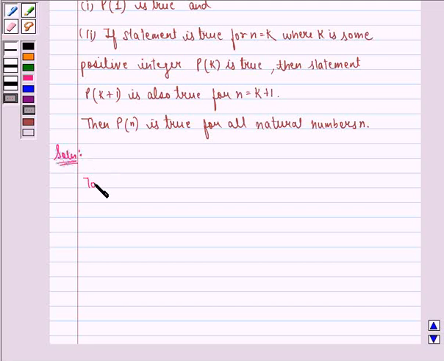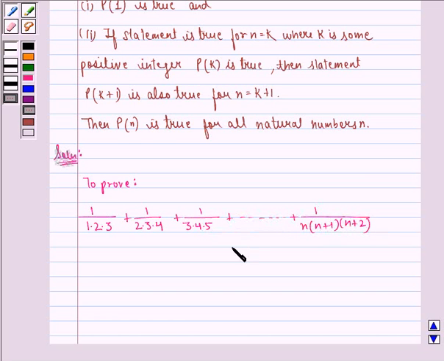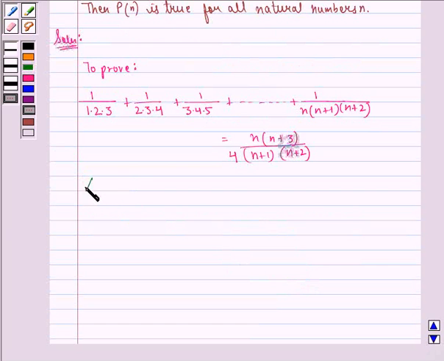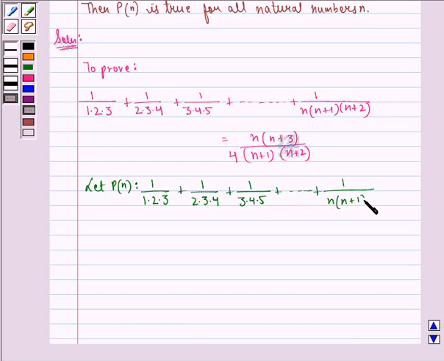In this question, we have to prove that 1 upon 1 into 2 into 3 plus 1 upon 2 into 3 into 4 plus 1 upon 3 into 4 into 5 and so on till 1 upon n into n plus 1 into n plus 2 is equal to n into n plus 3 divided by n plus 1 into n plus 2, and this whole multiplied by 4. Now, let P at n be 1 upon 1 into 2 into 3 plus 1 upon 2 into 3 into 4 plus 1 upon 3 into 4 into 5 and so on till 1 upon n into n plus 1 into n plus 2 is equal to n into n plus 3 divided by 4 into n plus 1 into n plus 2.